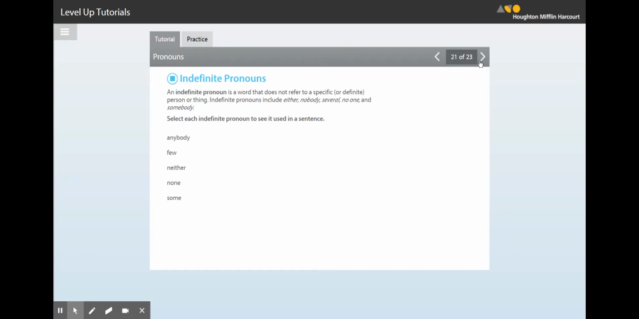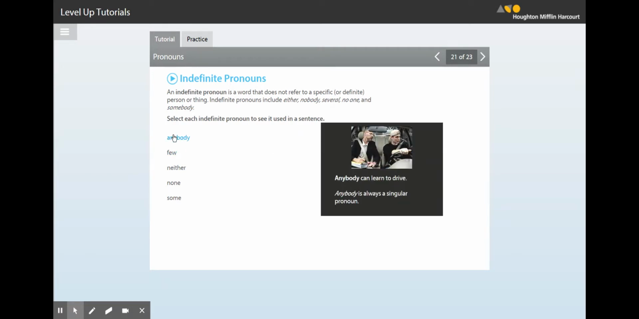Finally, indefinite pronouns. An indefinite pronoun is a word that does not refer to a specific or definite person or thing. Indefinite pronouns include either, nobody, several, no one, and somebody. Select each indefinite pronoun to see it used in a sentence. Anybody. Anybody can learn to drive. Anybody is always a singular pronoun.